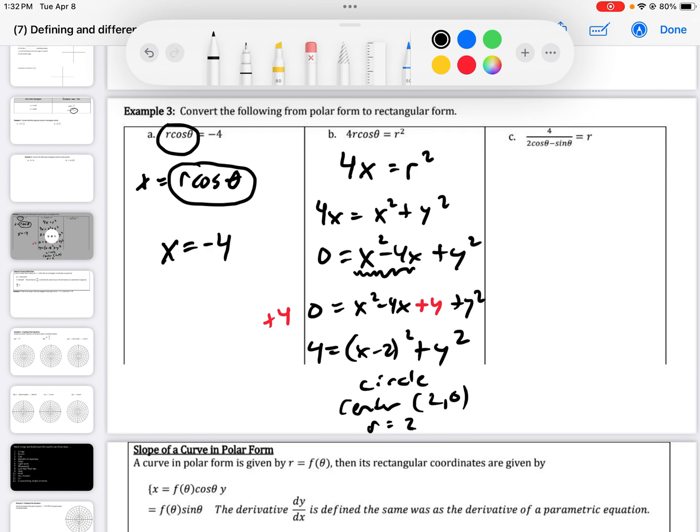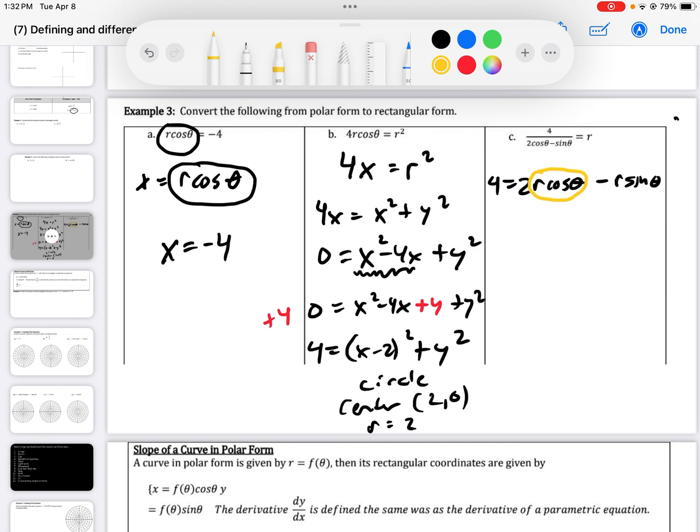All right, one more. This next one's a little tricky. What's going on here? So I've got to realize, okay, x is equal to r cosine theta, right? So this time I've got r's over here, and then I've got the cosines over here. So maybe I'm going to multiply both sides by this denominator. So if I do that, now I have 4 is equal to 2r cosine theta minus r sine theta. So I would just multiply them by r, but I'm going to put them in that kind of form.